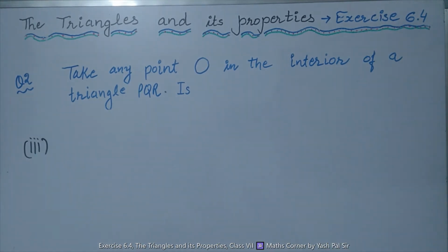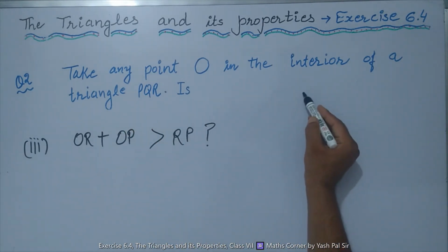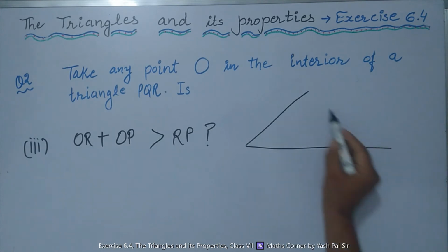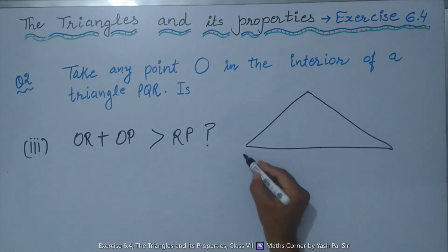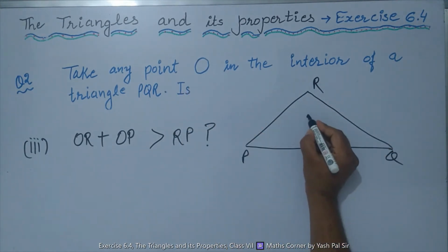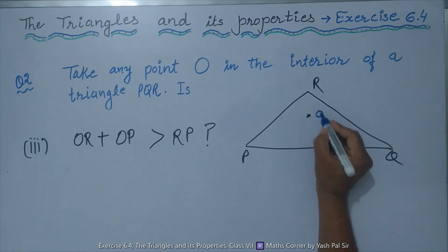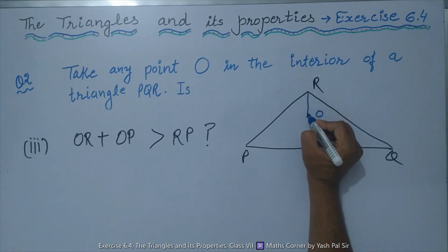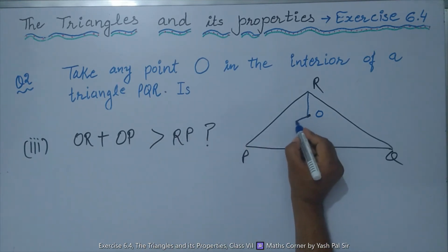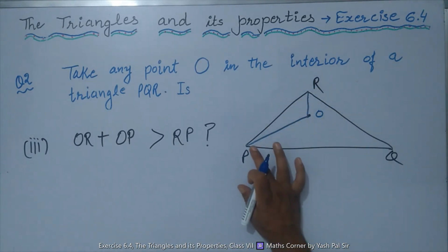Right? Now coming to the third part. What is the third part? Take any point O in the interior of the triangle PQR. So again we have the triangle. Name of the triangle is PQR. Take any point O interior, inside of the triangle. Now according to this situation, OR, this side, plus OP, this side, is greater than RP, which is the next side.